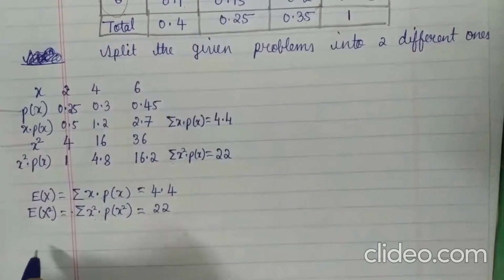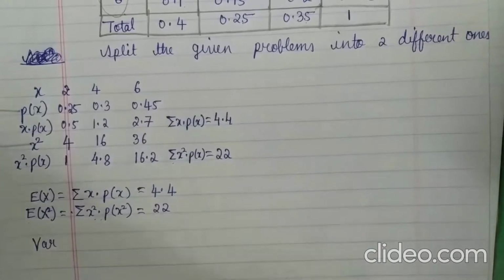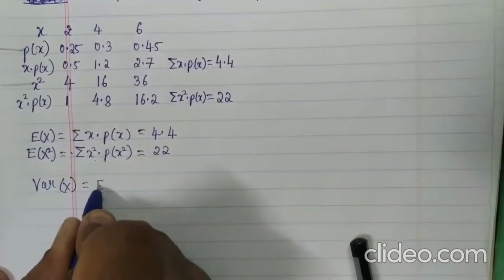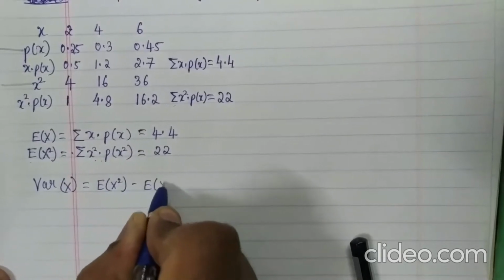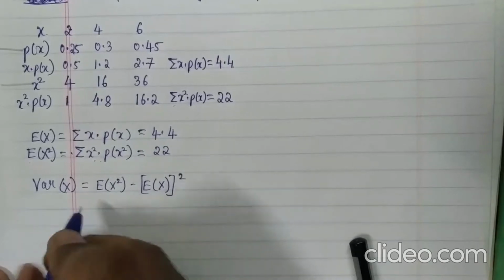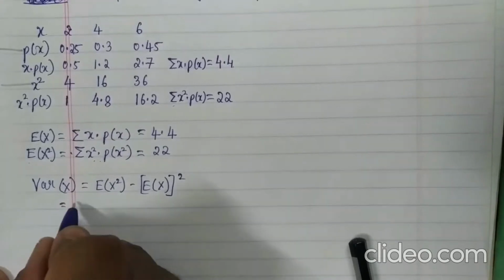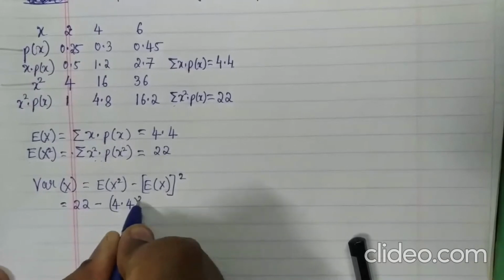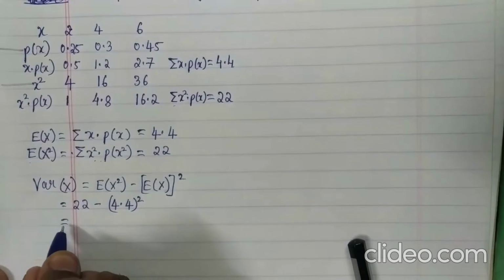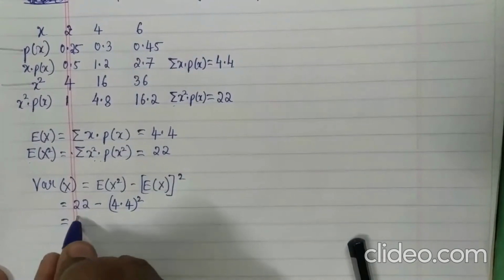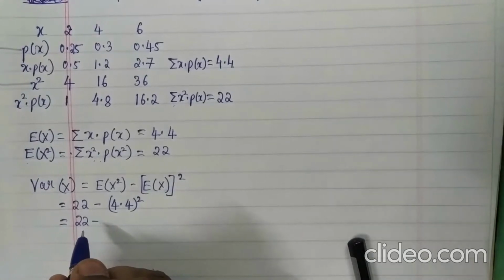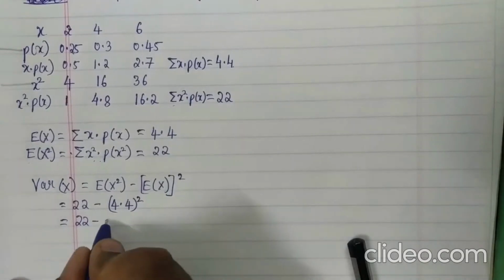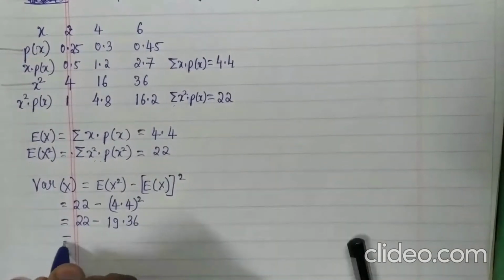Now we are finding out variance of x. By formula, variance of x is equal to E of x square minus E of x the whole square, which is equal to 22 minus 4.4 square. 4.4 multiplied by 4.4 is 19.36.